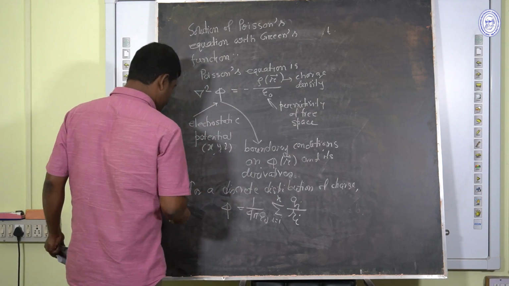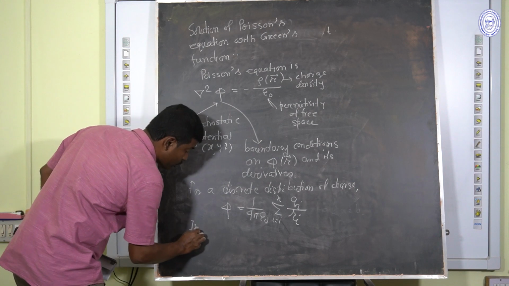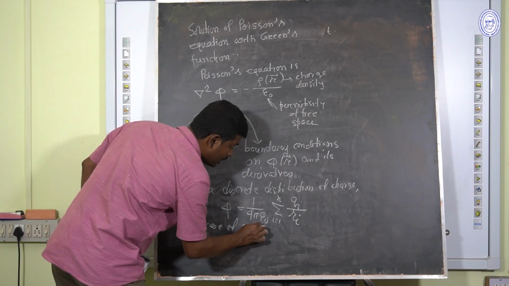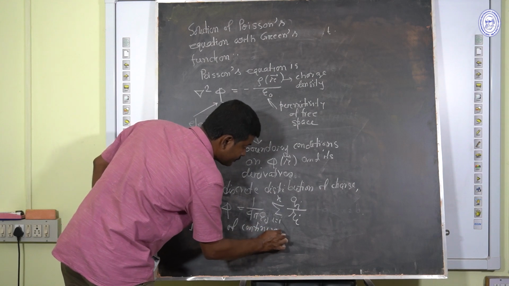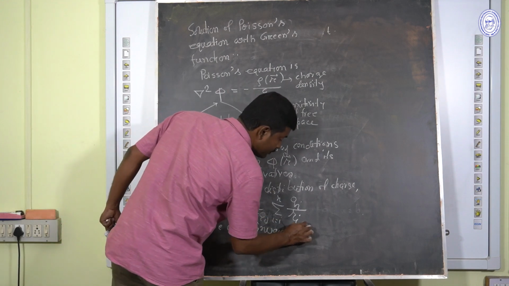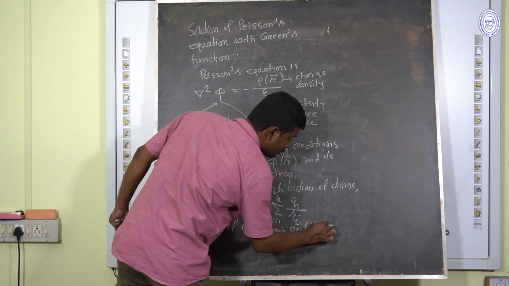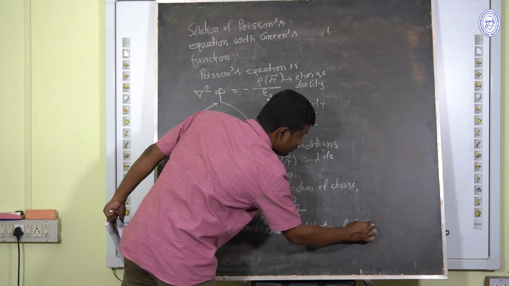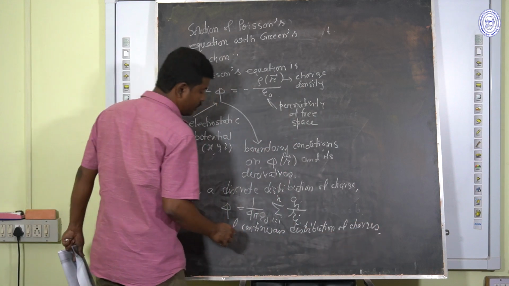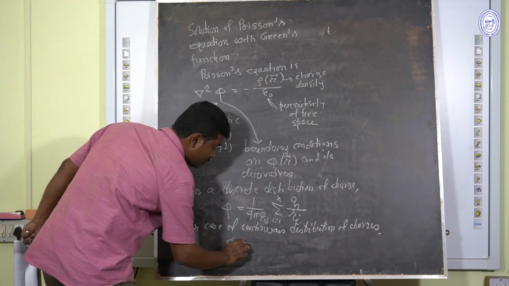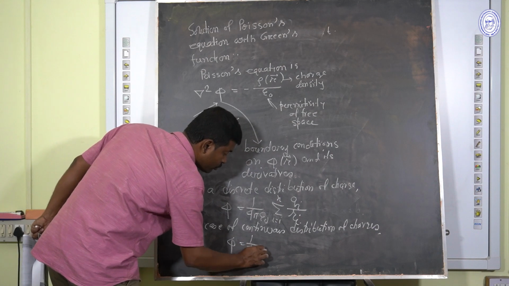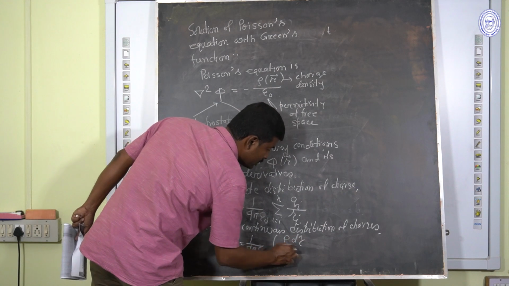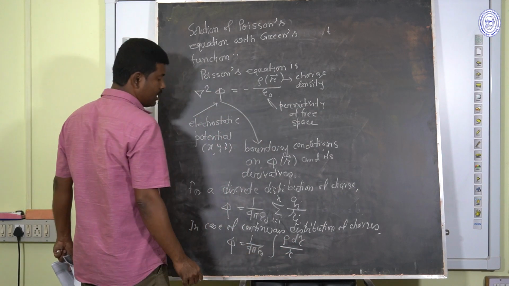And in case of a continuous distribution of charges, phi equals 1 by 4 pi epsilon 0 integration of rho d tau divided by r.